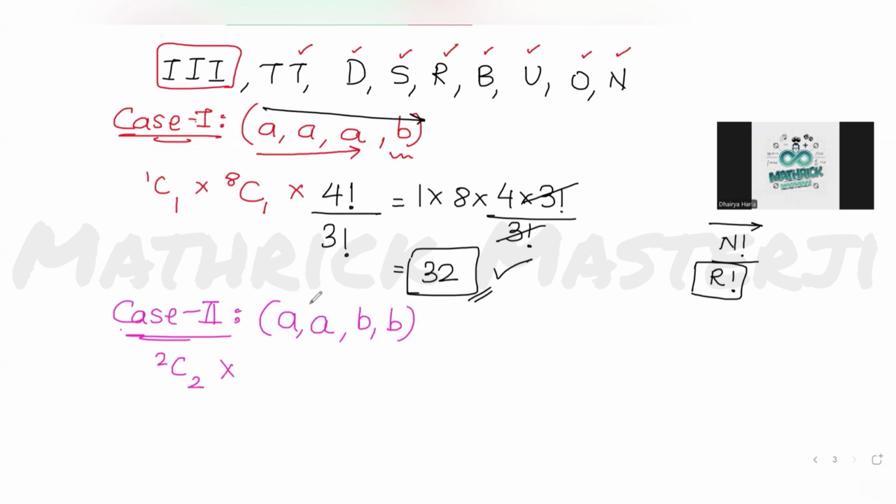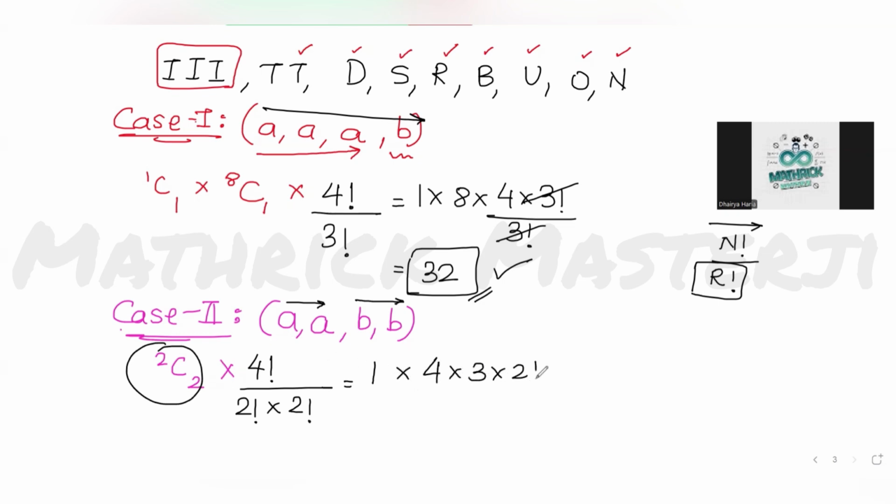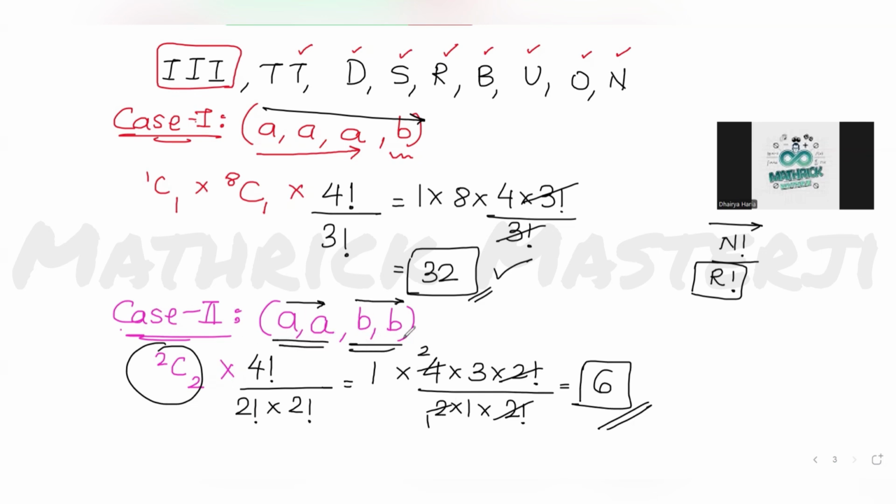But afterwards, I am forming a 4-lettered word. So these 4 letters can be arranged again in 4 factorial ways. Then we have to divide by the number of times the same letter is repeating. I is repeating 2 times, so I'll divide by 2 factorial. T is repeating 2 times, so I'll divide by 2 factorial again. So 2C2 is basically 1, and 4 factorial I can write as 4, 3 and 2 factorial, dividing it with 2 times 1, and the other 2 factorial I'm writing as it is. So this cancels, this cancels. I get 1 times 2 times 3, which is 6. So I can form 6 words in this case, where I have 2 letters which are the same and the other 2 letters also the same.